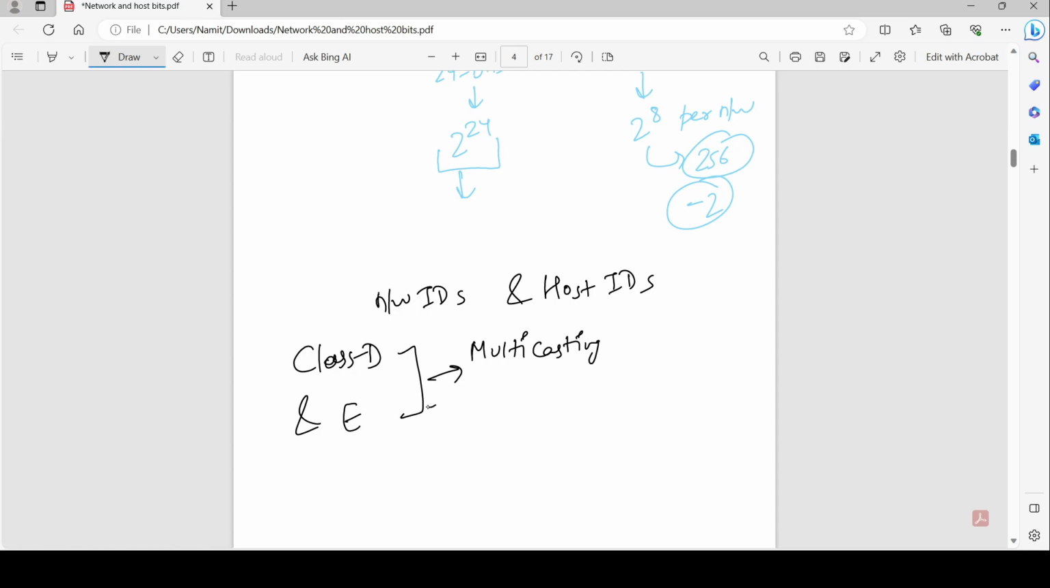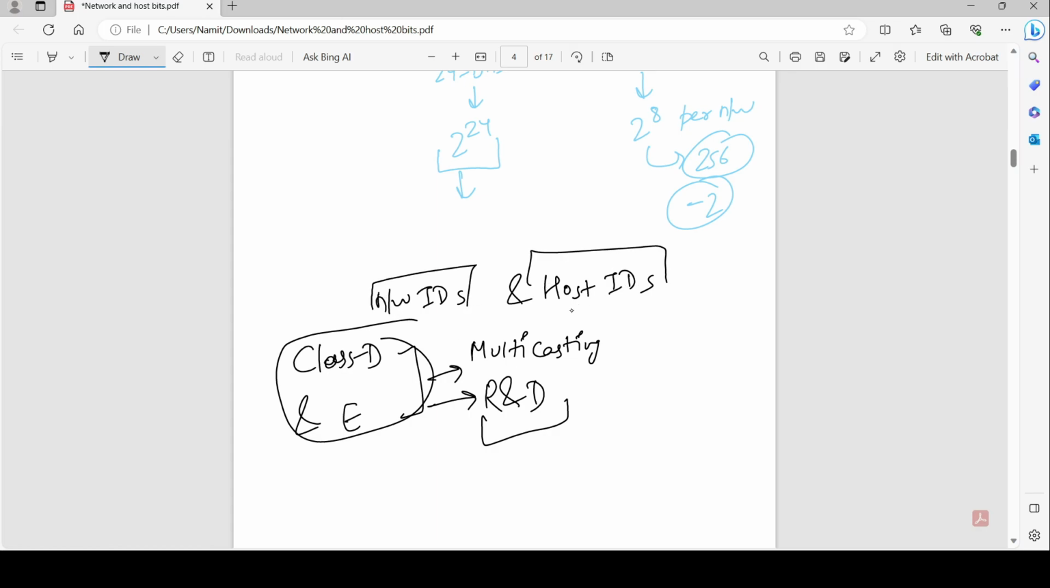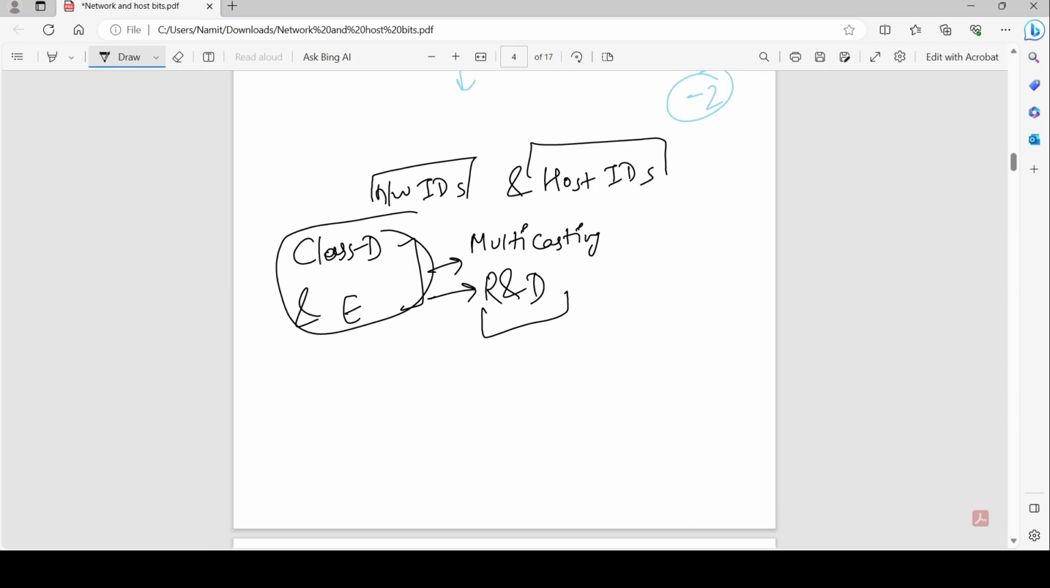And class E is used for what purpose? It is used for research and development or military purposes and all. So whatever there is, you can study the case study of these classes as well. So there was no division of network IDs as well as host IDs for class D and E. As easy as that.